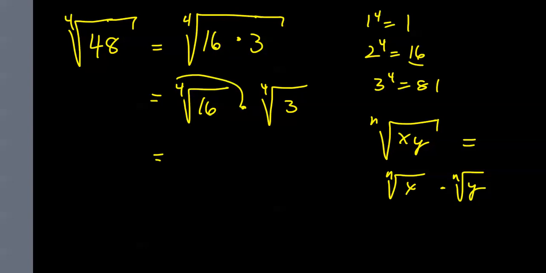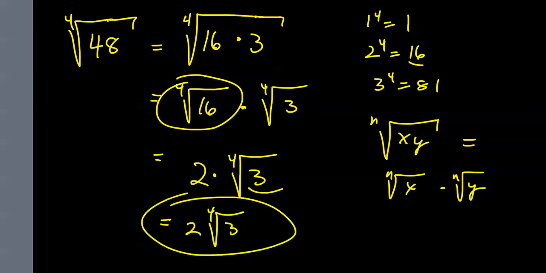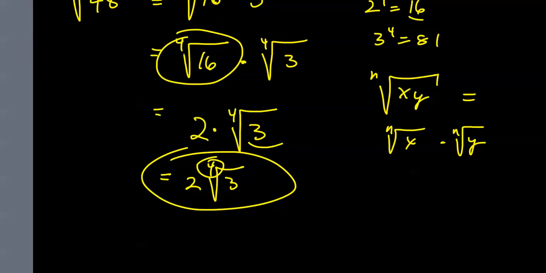What's the fourth root of 16? Well, the fourth root of 16 is 2, is it not? Because 2 to the fourth power is 16. And the fourth root of 3, well, that's as simple as I can get. There's nothing left in my radicand that's a perfect fourth power of anything. So my final answer: 2 times the fourth root of 3. On your test papers, please be sure to clearly indicate your index. Not all indexes are 2. Not all roots are square roots.